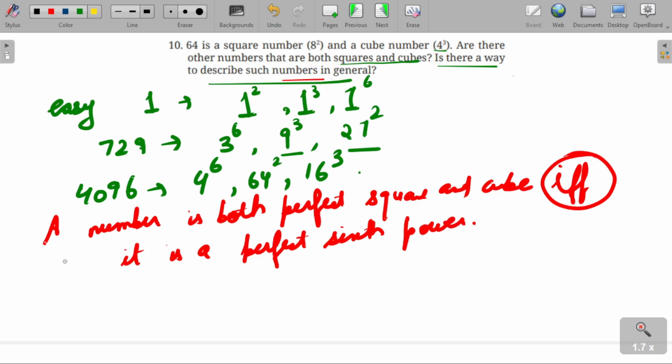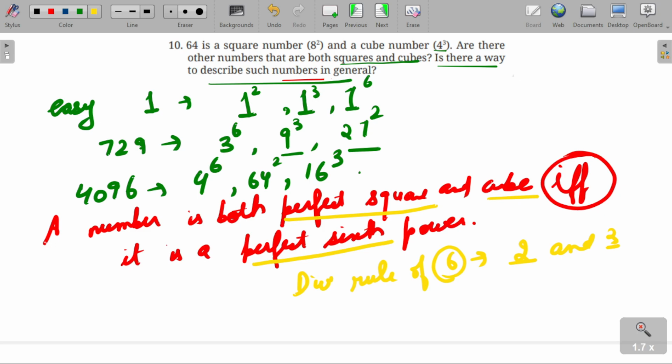So how does it come? See, you have been doing this from the start. Divisibility rule of 6, mind that. What was that? The number should be divisible by 2 and 3 both. Only then we'll say that it is divisible by 6, right? And similarly here, a number is both a perfect square and cube if and only if it is a perfect sixth power. If it can be presented as a sixth power, then we can present the number as a power of 2 and a power of 3.